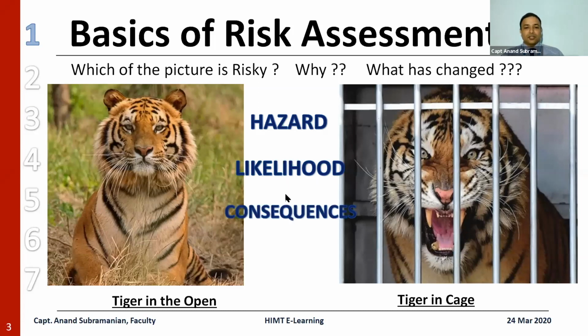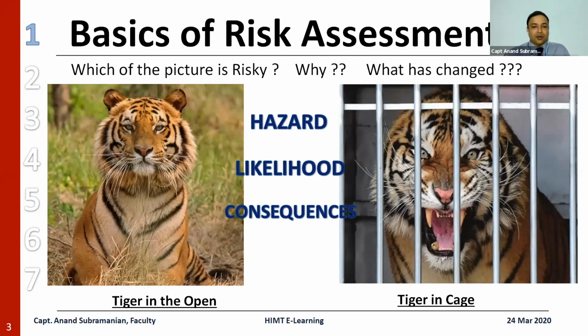Next, we talk about the consequences. Now, if I'm going to end up standing next to a tiger, then what are the consequences? Are they the same in both the cases? Are they different in both the cases? The consequences would be the same, because if I end up very close to the cage, the tiger will just pull me through it. Maybe it'll snatch my arms or legs or whatever it is, and that is going to be very, very severe, catastrophic consequences for me.